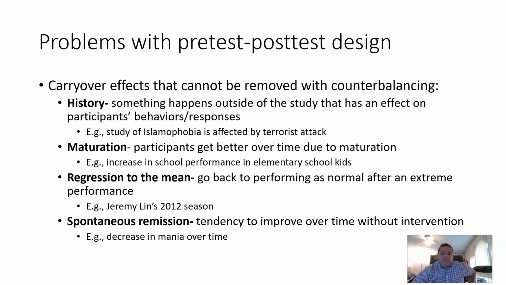The problems with pre-test and post-test design: carryover effects that cannot be removed with counterbalancing. History: something that happens outside of the study that has an effect on the participants' behaviors and responses. For example, a study of Islamophobia is affected by a terrorist attack. Maturation: participants get better over time due to maturation, such as increased school performance in elementary school kids. Regression to the mean, and this is probably something that you want to know too for the test: going back to performing as normal after an extreme performance. And then spontaneous remission, the tendency to improve over time without intervention, such as a decrease in mania over time.